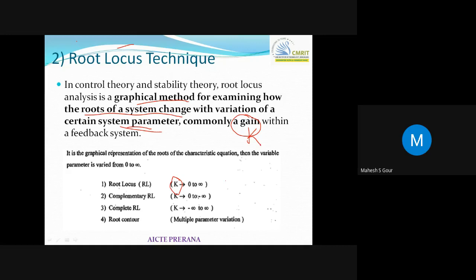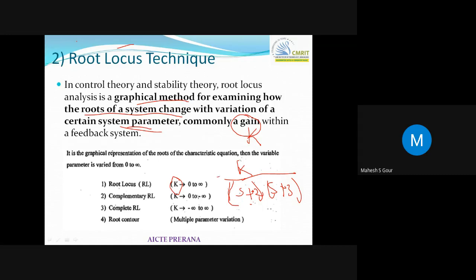Suppose a system is given as 1 by s plus 2 into s plus 3. This is a simple system. We will say that the system is stable because the roots lie on the left hand side of the s plane. The roots are s equal to minus 2 and s equal to minus 3. Both roots lie on the LHS, so the system is stable.